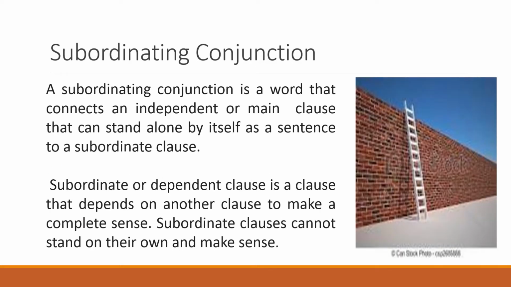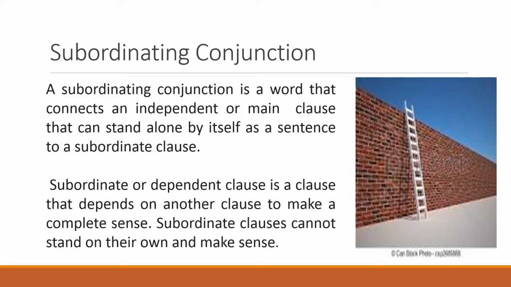What is a subordinating conjunction? A subordinating conjunction is a word that connects an independent clause, that can stand alone by itself as a sentence, to a subordinate clause. And a subordinate clause is a clause that depends on another clause to make meaning. In other words, subordinate clauses cannot stand on their own and make sense.